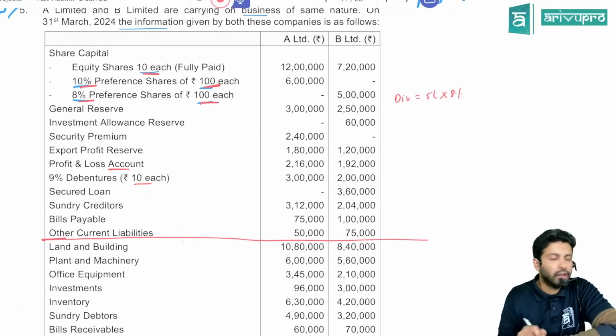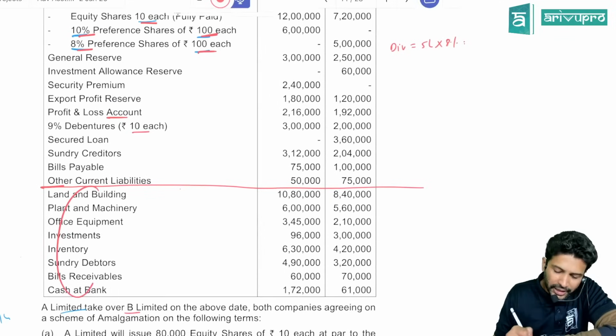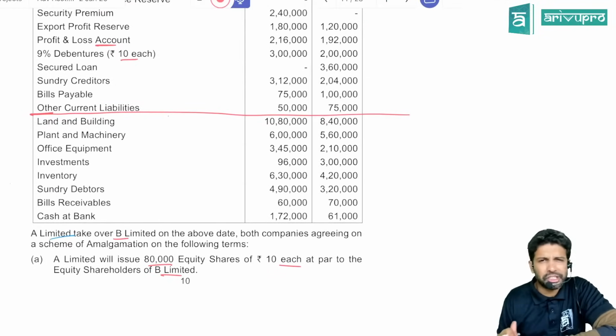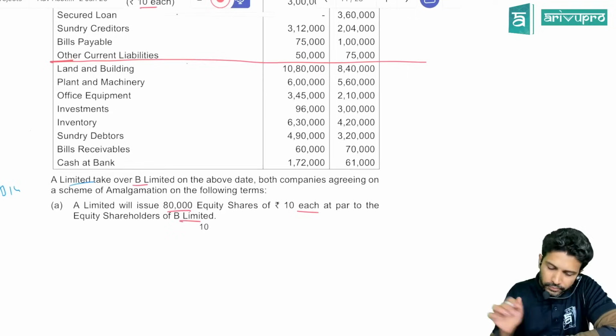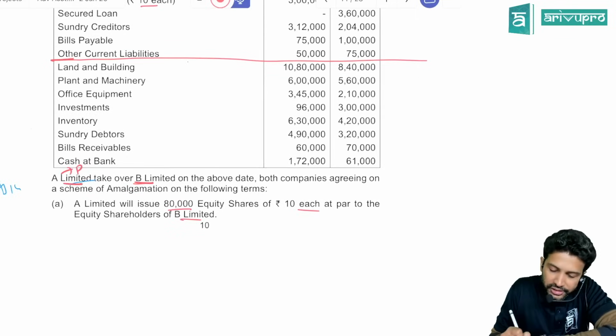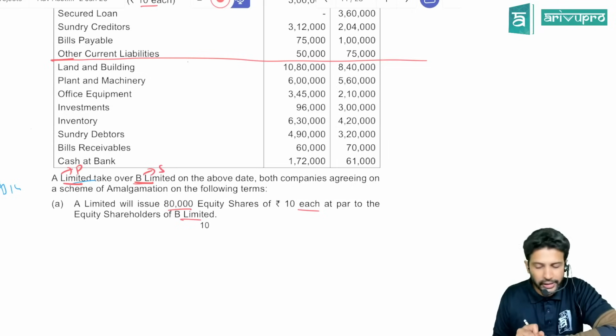So I have drawn a line. Then start your assets. From land and building to cash and bank, they have given various assets. Fine, usual balance sheet, nothing much fancy. A Limited has taken over B Limited. So A is the purchasing company, B Limited is the selling company.